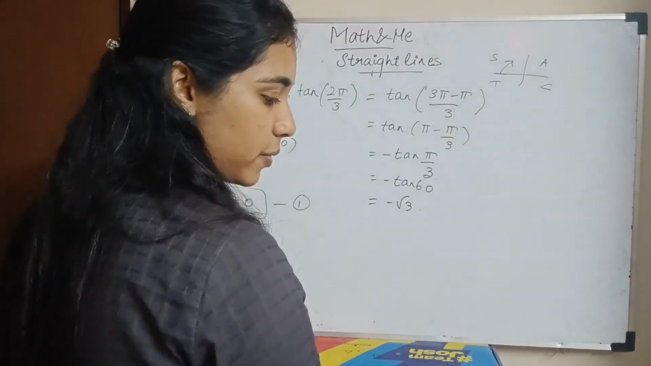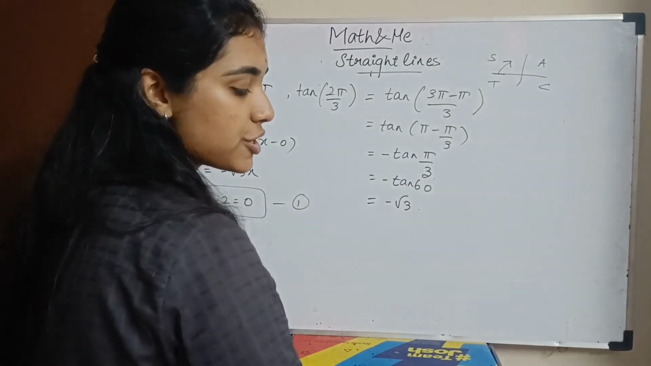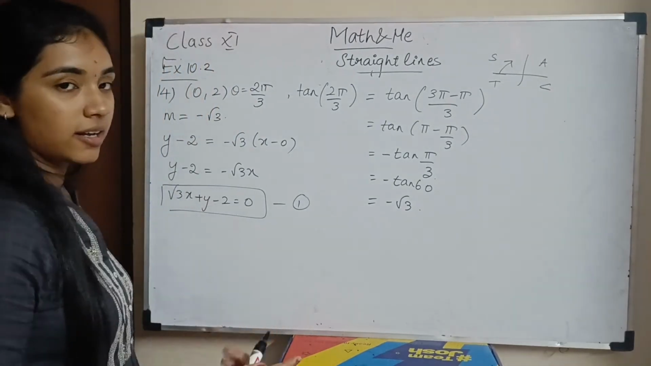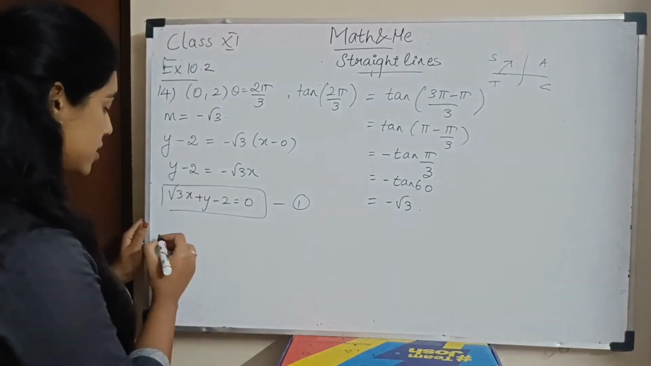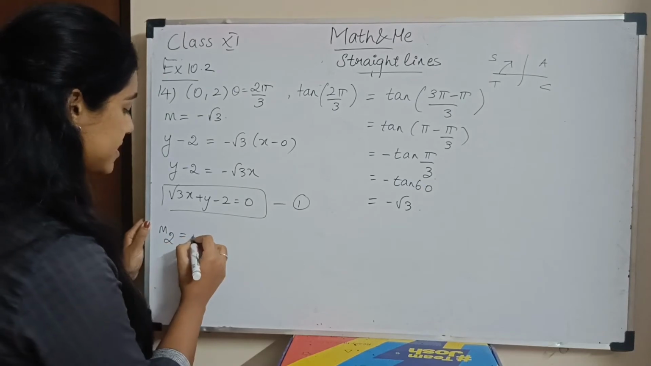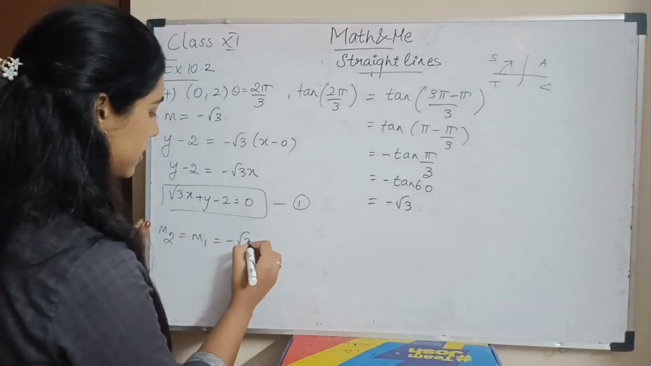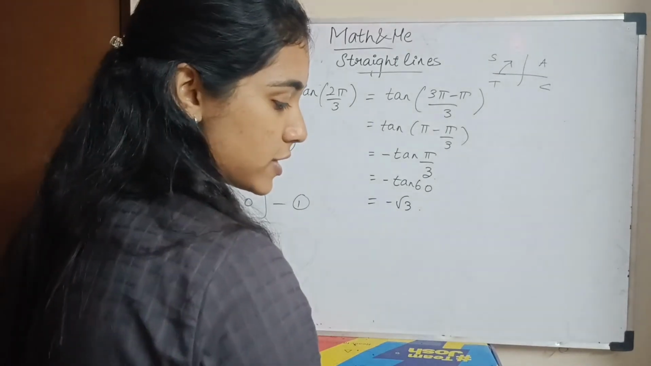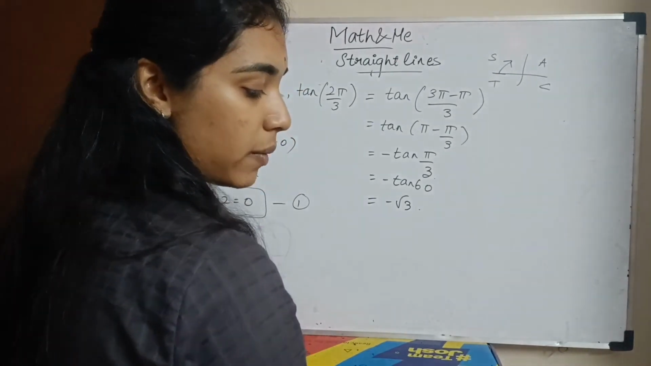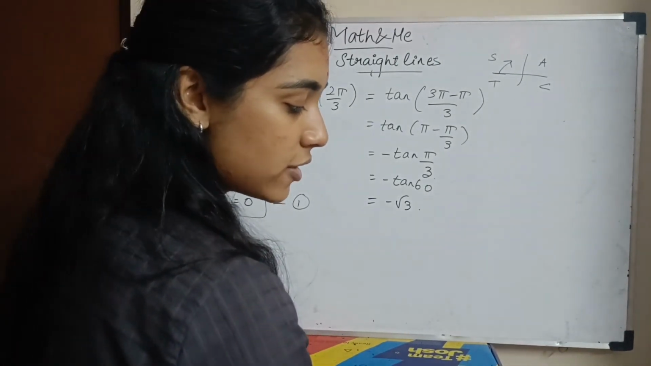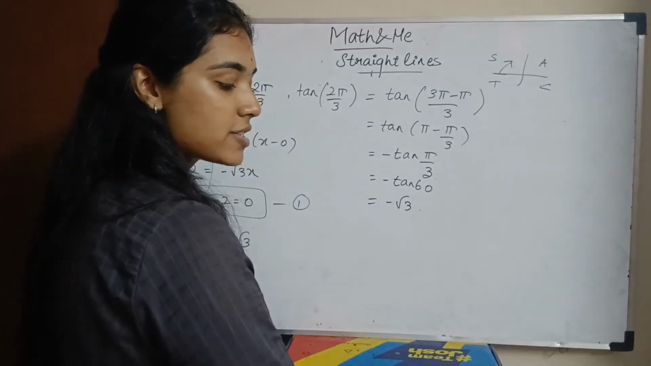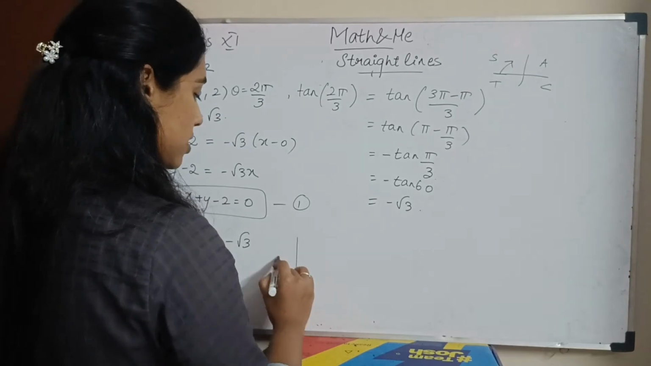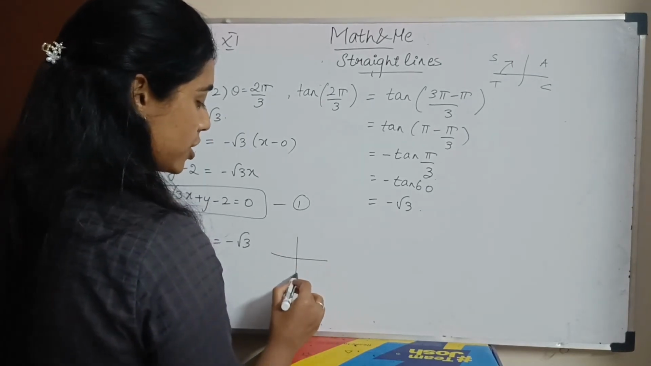What is the second part of the question? Also find the equation of a line parallel to it. So they say that another line is parallel to this. So the slope would be the same as the slope of the first line, which is minus root 3. So the slope we have found out. Find the equation of the line parallel to it and crossing the y-axis at a distance of 2 units below the origin. So it passes through the y-axis, which is 2 units below the origin.